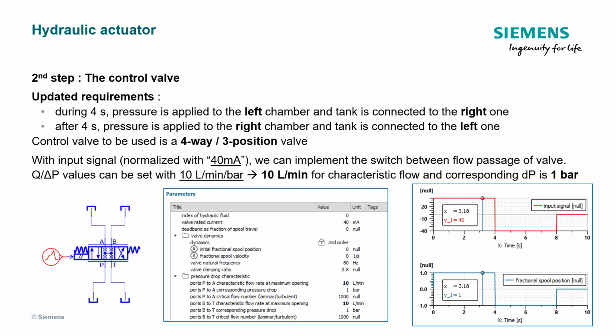By imposing input signal of 40 mA or minus 40 mA, the valve's position will be changed to realize switch between flow passages. Under pressure drop characteristics parameters, we will need to change the characteristic flow rate at maximum opening to 10 liters per minute for all flow passages.